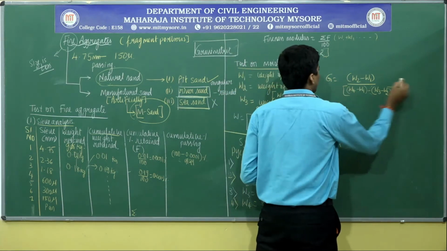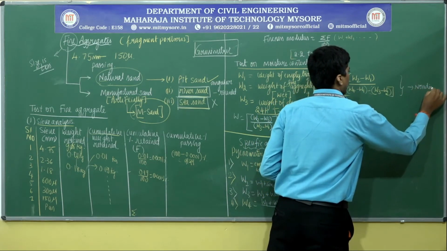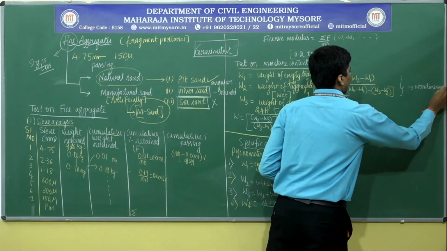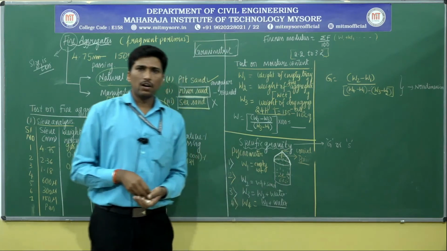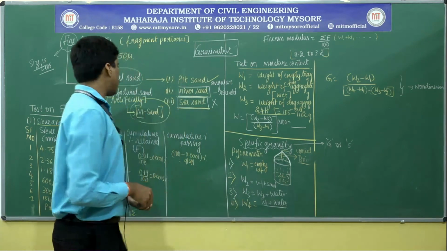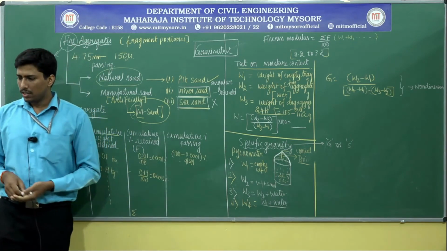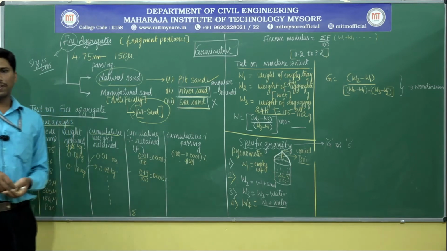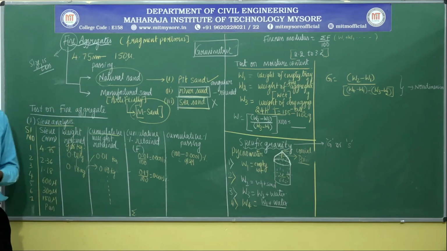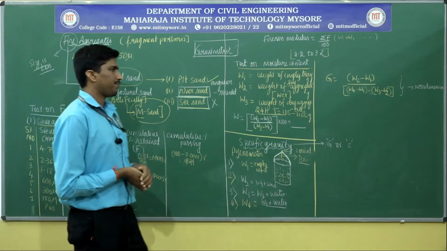So this is a dimensionless quantity which is used to determine the specific gravity of any sort of aggregate by using the pycnometer apparatus. Usually the specific gravity is defined as the ratio of the weight of the sample to that of the equivalent volume of the standard which we have taken.